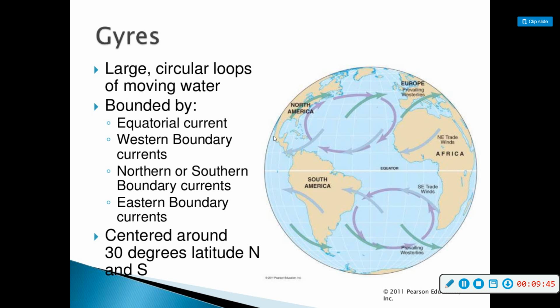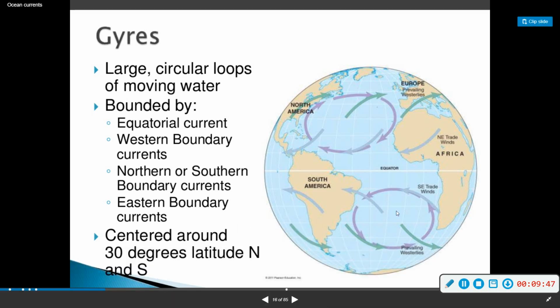So, you have this big gyre right here, that would be like Africa, and then you have smaller currents that operate within that gyre.